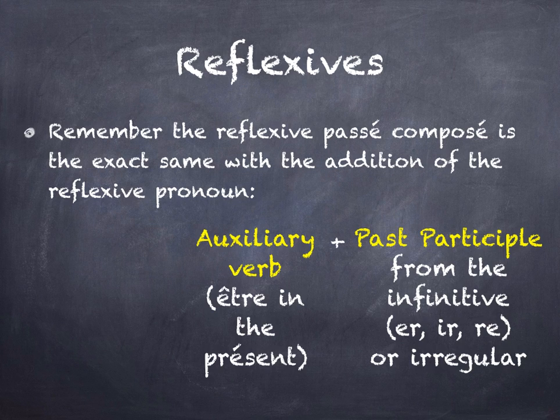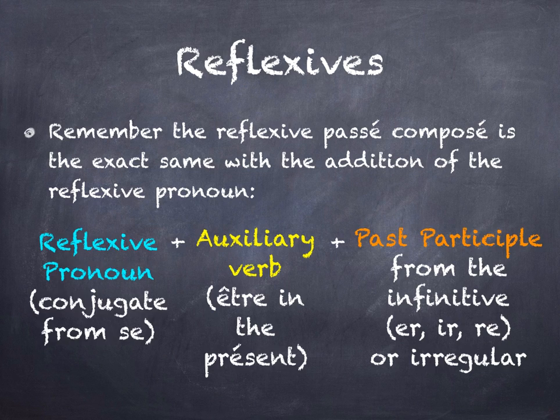ER verb, drop the ER, add E accent aigu. IR verb, drop the IR, add an I. RE verb, drop the RE, add a U. Or it's an irregular one we memorized. The only difference with the reflexive passé composé is that we have to include the reflexive pronoun in front of the whole entire thing. This is still considered part of the verb.